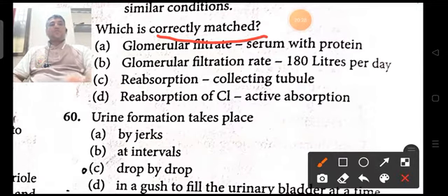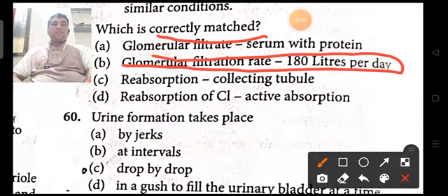Okay, some soluble proteins are there. Glomerular filtration rate is 180 liters per day. Reabsorption, collecting tubule, reabsorption of Cl, passive transport or by diffusion process, already we have discussed. So here only the glomerular filtration rate, that is 125 ml per minute, or 180 liters per day, is the right answer.